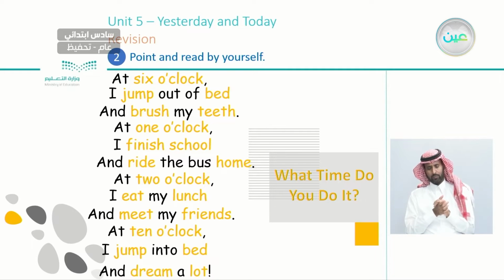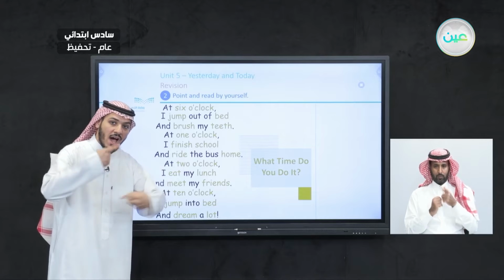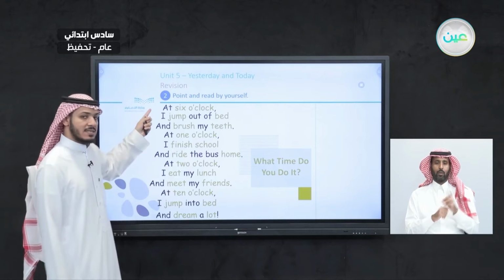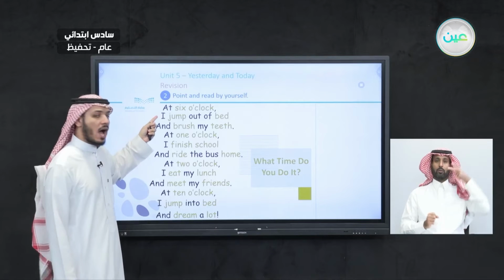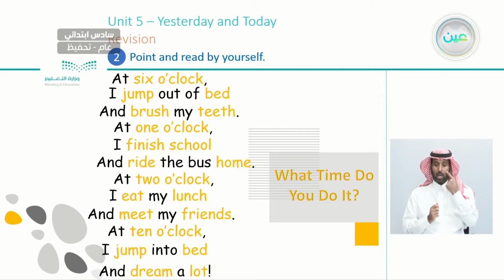Okay, so can you read it fast? Okay, let's do it again, but now fast. Let's start. At 6 o'clock, I jump out of bed and brush my teeth. At 1 o'clock, I finish school and ride the bus home. At 2 o'clock, I eat my lunch and meet my friends. At 10 o'clock, I jump into bed and dream a lot.